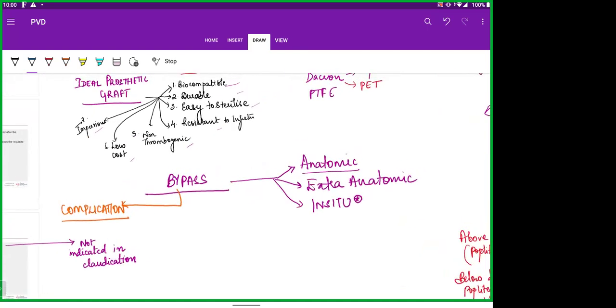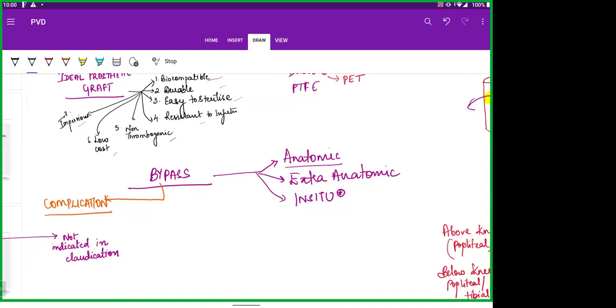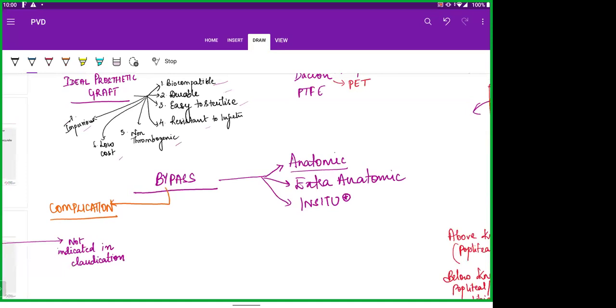So that is in short about bypass. Now, the complications of bypass procedures are similar to any other surgery. You can have thrombosis, aneurysm, and bleeding.